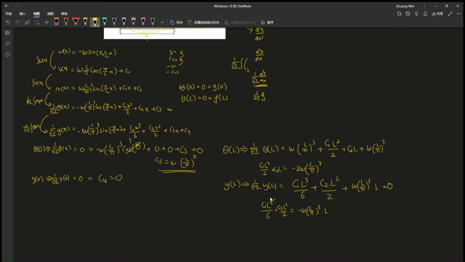Right, now we can get rid of an L on both sides, right? So now it's C1.